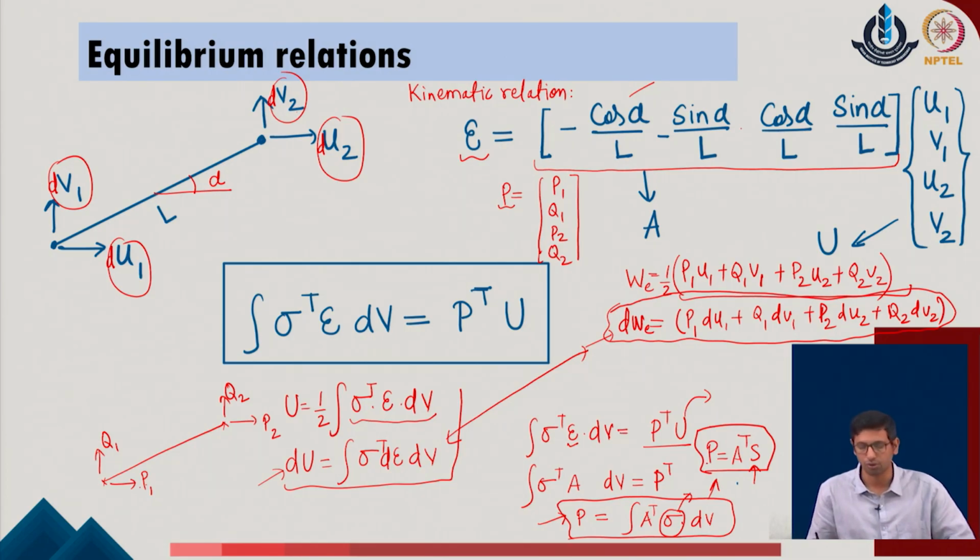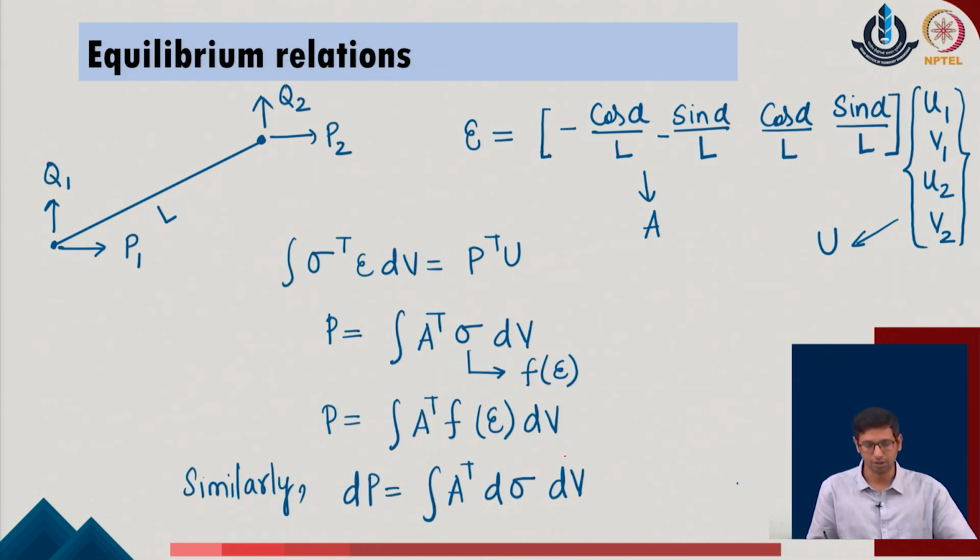So, we will try to utilize it in the subsequent part, but with this idea we come up with this relationship, which is defined over here: P is equal to the integral of A transpose sigma dV, and now we can say that sigma is a function of the strain of the given system. So, this could be defined in this general form as well, and if we take a small change in the P parameter, or the load parameter, it can be defined as A transpose times the change in sigma, integrated over dV.